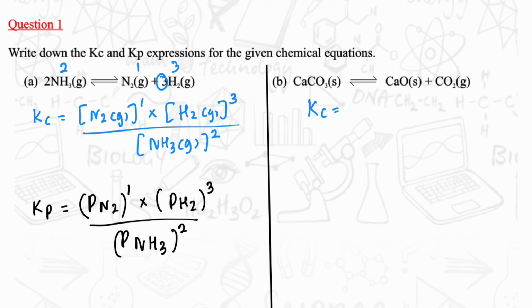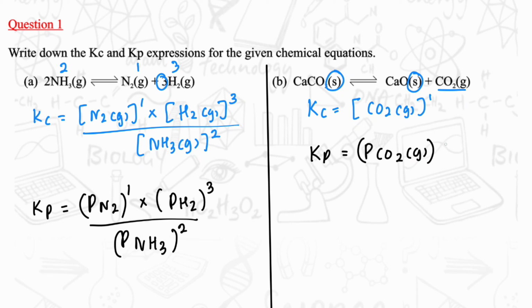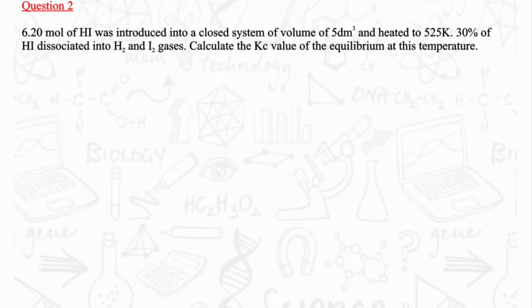Okay, if we write the Kc expression, for solids, the concentration will remain constant. Therefore, we have to consider the concentration of CO2 gas only, that is to the power 1. And the Kp expression, so we write the Kp expression for gaseous substances. So the partial pressure of carbon dioxide, power 1, and these two are solids, so we can just ignore them. Let's move on to the next question.